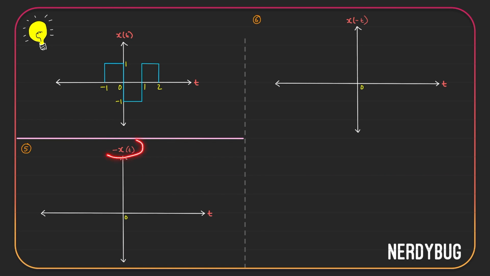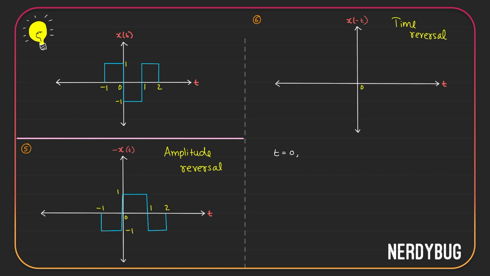Again, let's take the same signal. What are we doing here? Finding minus x of t. It is the operation called amplitude reversal. We have plus 1 here, it will become minus 1. We have minus 1 here, it will become plus 1. We have plus 1, it will become minus 1. So our graph will look like this. Next, we need to find out x of minus t. This is what we call time reversal.